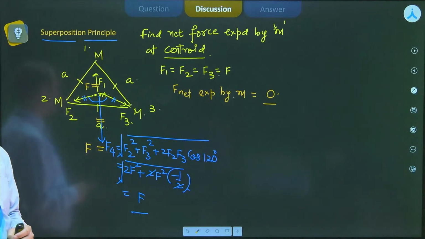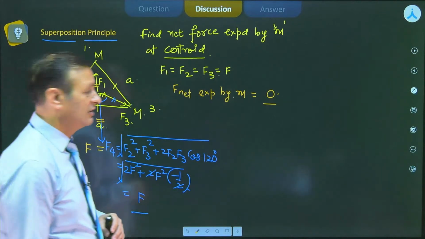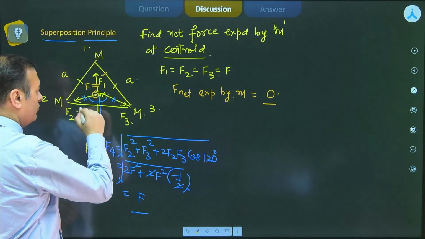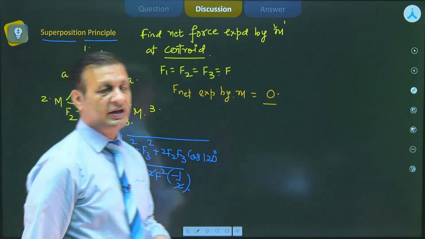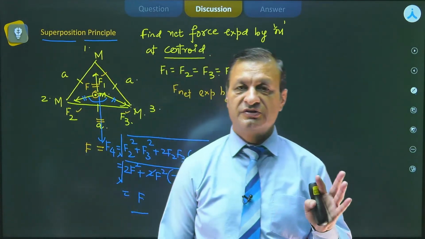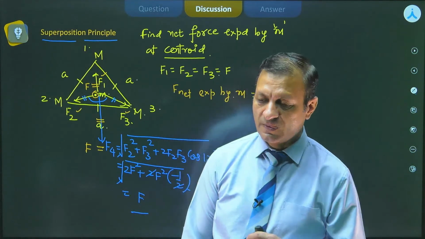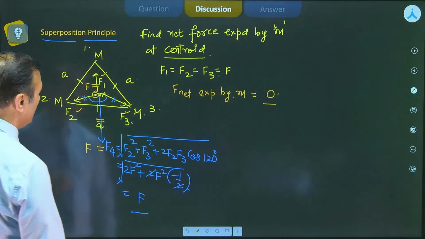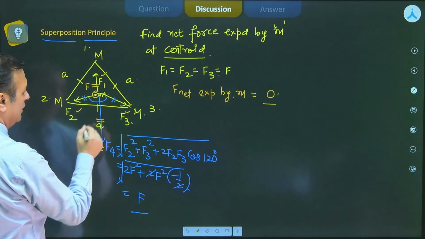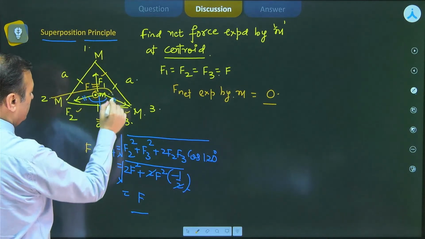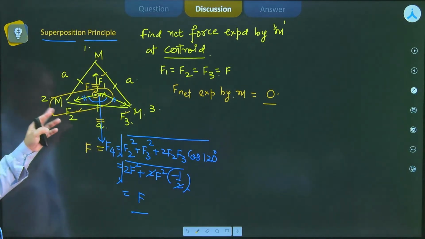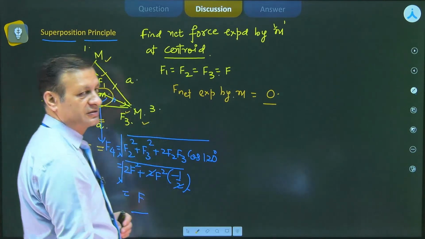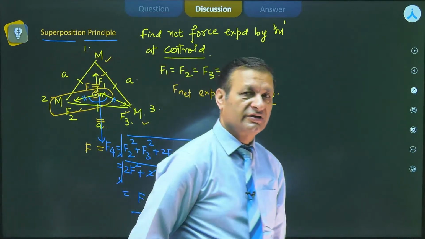So this is symmetrical, and this is the superposition principle, which clearly says the net force experienced by this mass at the centroid is the vector sum of all the three forces acting simultaneously. There is another important property when you are talking about force between a given pair. Let's suppose this is the given pair. Then the force between a given pair is independent of the presence of the other masses. This is also one of the important characteristics.